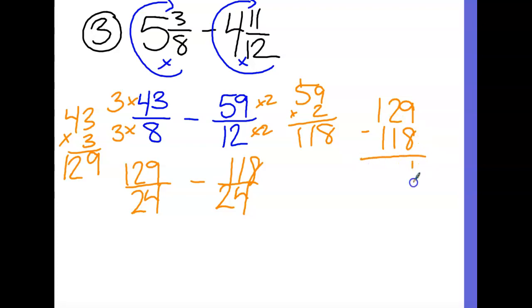9 minus 8? 2 minus 1? So I get 11 over 24. Can that be simplified? No. So that's my answer. Yay. Questions?